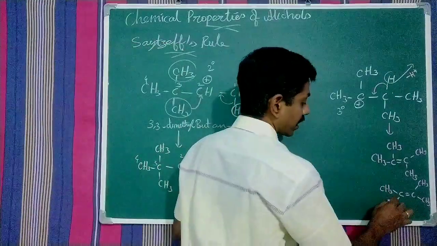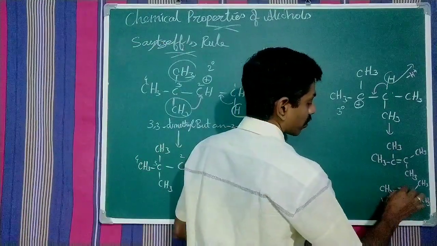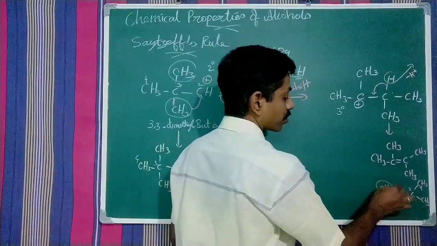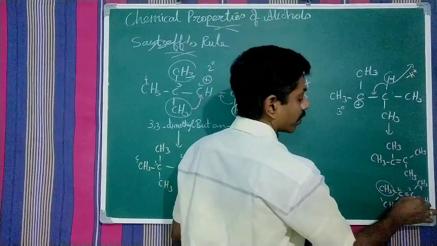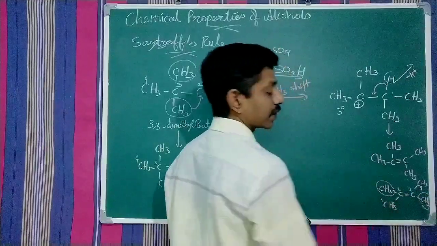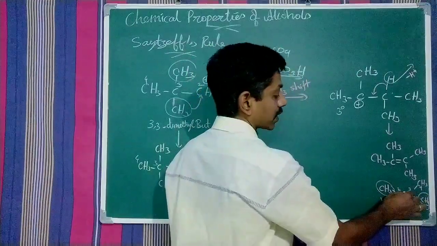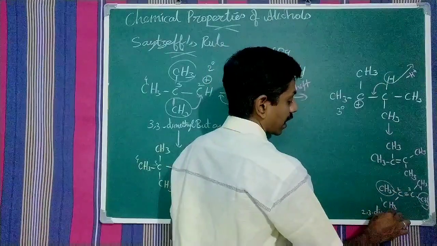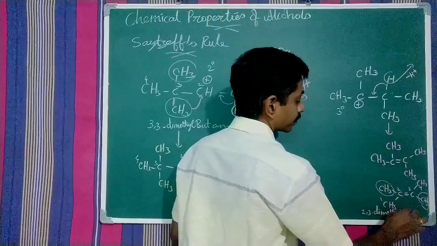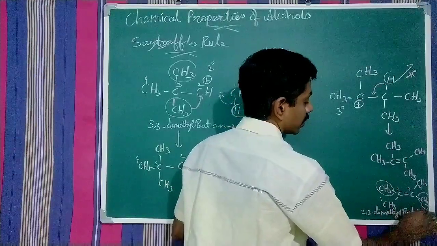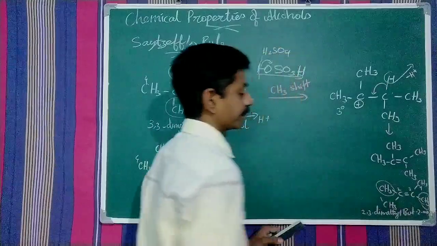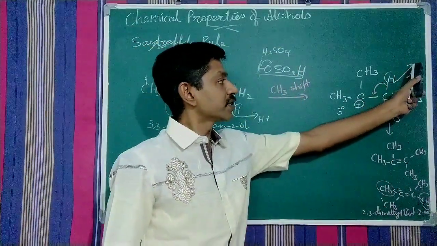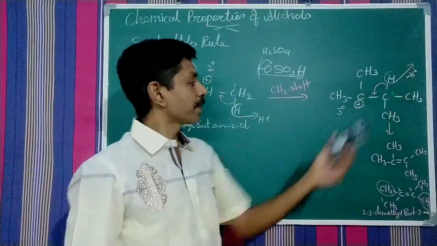If you want to give the name for this compound, you can start from here also. 1, 2, 3, 4. It's a symmetrical molecule. In the second position there is one methyl group, and in the third position there is another methyl group, and the double bond is in the second position. We can give 2,3-dimethylbutadiene as the name. And here the hydrogen gets removed from this position.